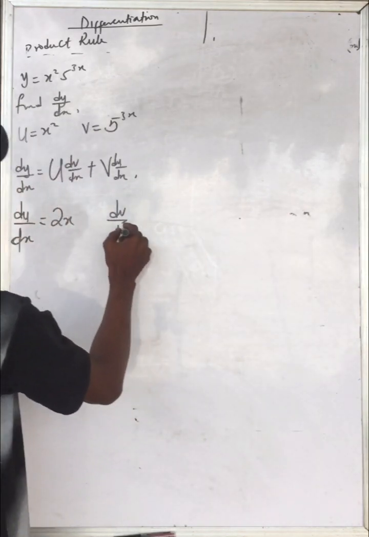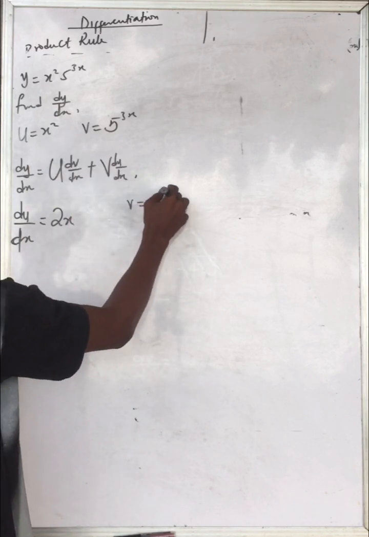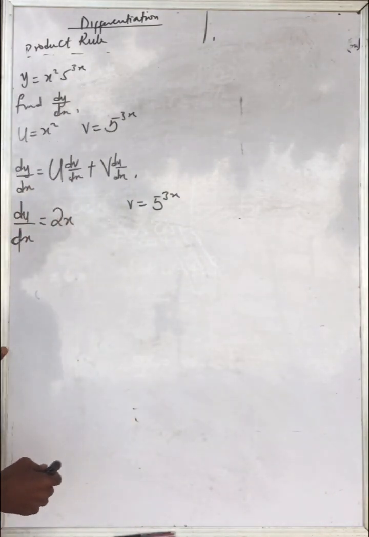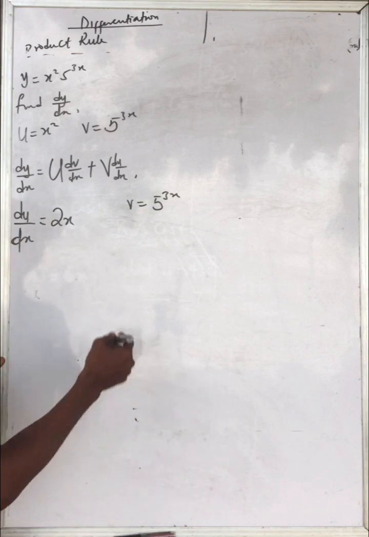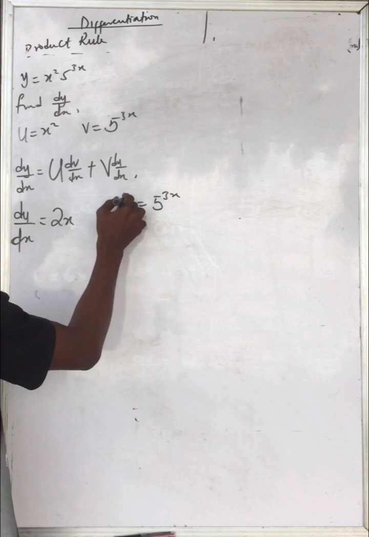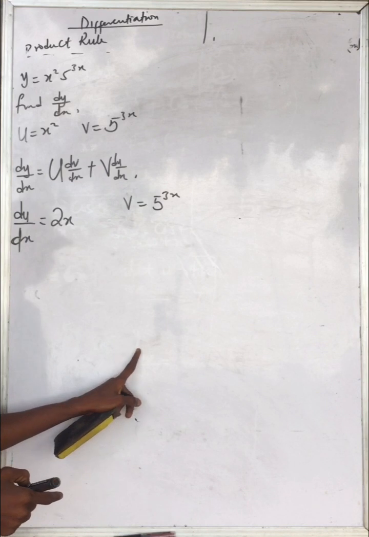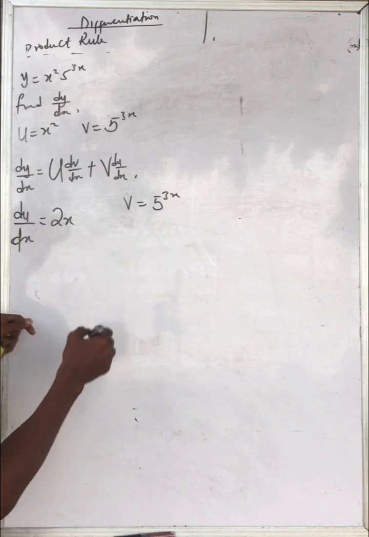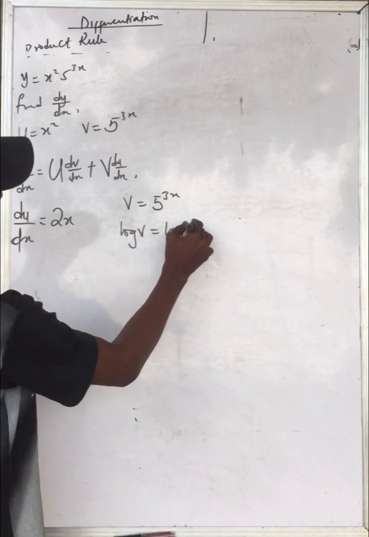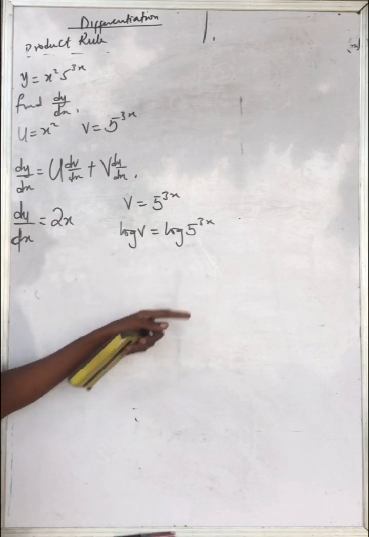My dv/dx is going to be, so my v originally was 5 raised to power 3x. Now there is a rule here. I don't know if you are familiar with the rule, but I'm going to show you how the rule was gotten as well. So how then do I differentiate this one? You need to introduce log to both sides. The reason why I'm doing all this is for me to get my dv/dx. So introducing log to both sides, I will have log of v is equal to the log of 5 raised to power 3x. Yes, I've just introduced the natural log to both sides.